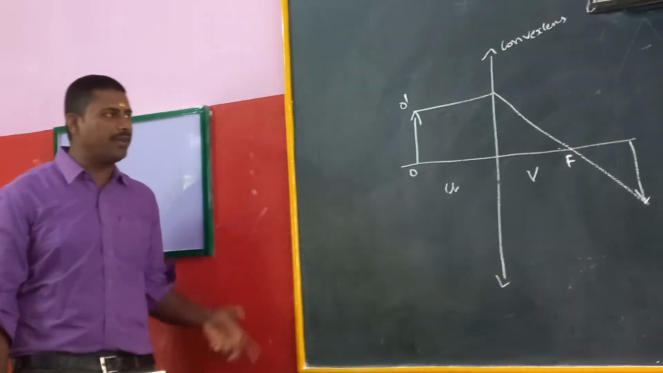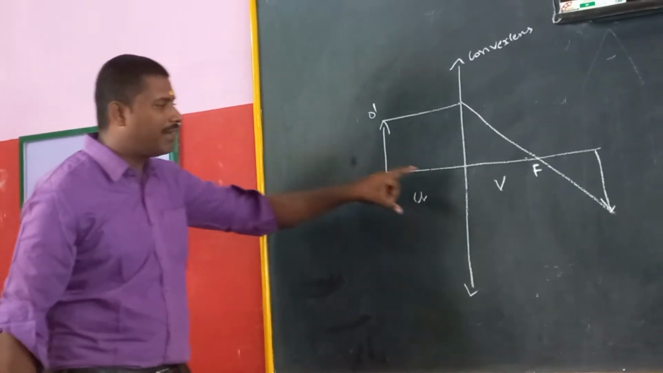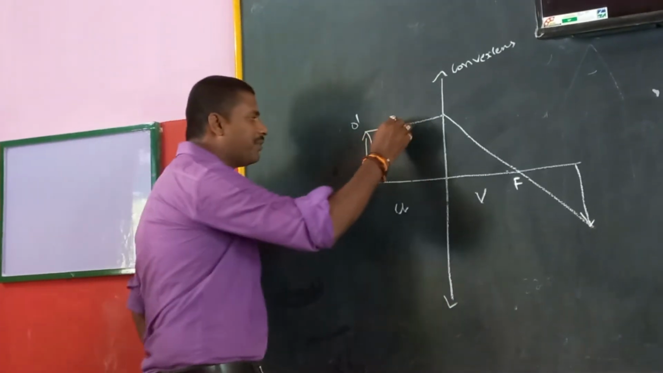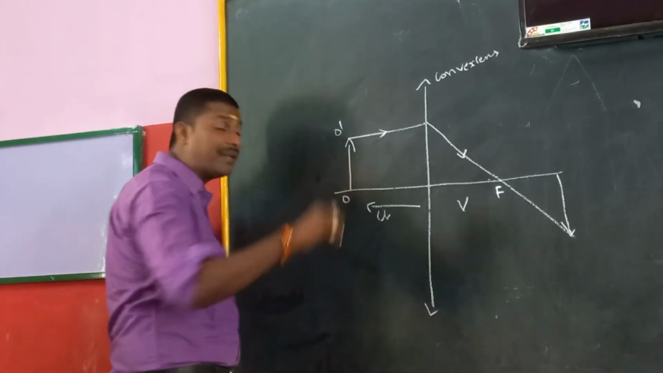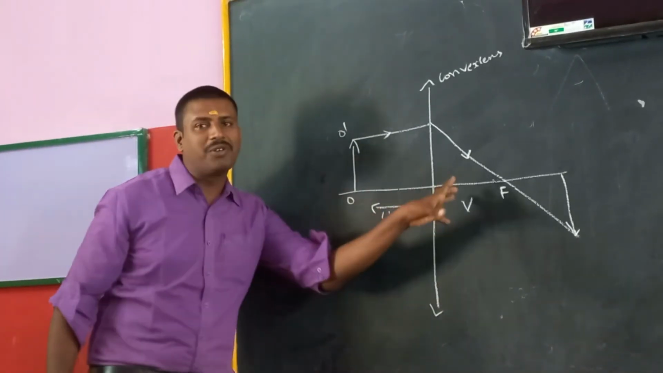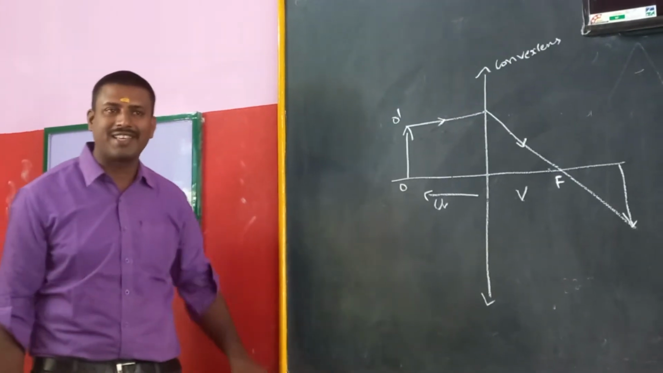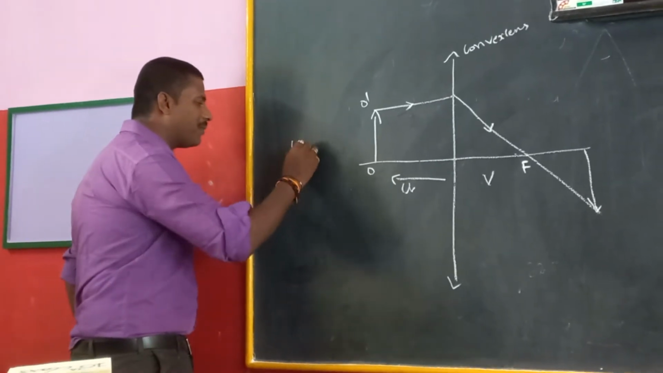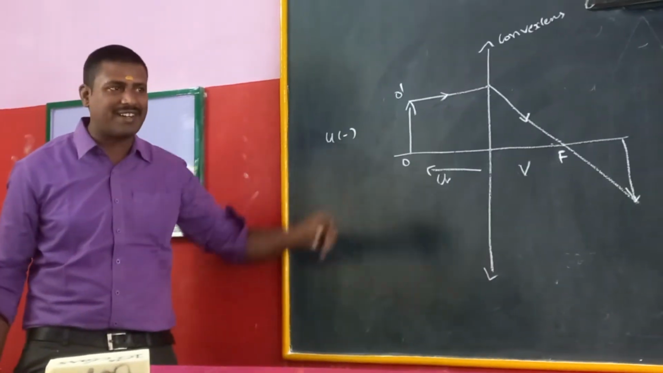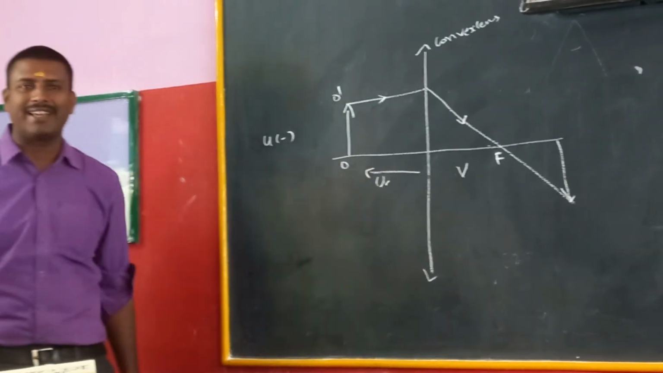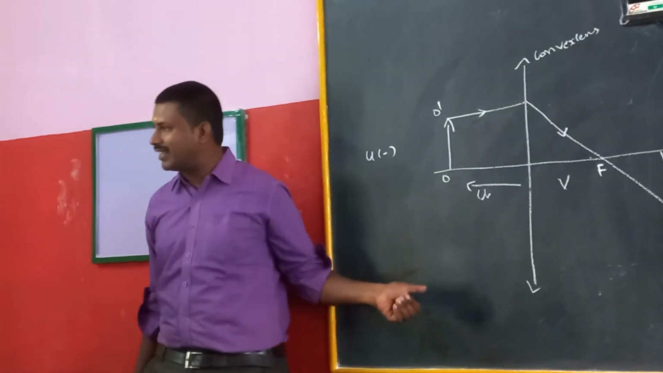Now you see here, a few examples I would like to show you. Here is the object and the image is formed here. The light ray is traveling in this direction, and we are measuring the object distance from here. That means the ray is going in one direction and the object distance is taken in the other direction. In this case, u is negative. Hence, we should consider u as negative. That means the object distance is considered as negative.